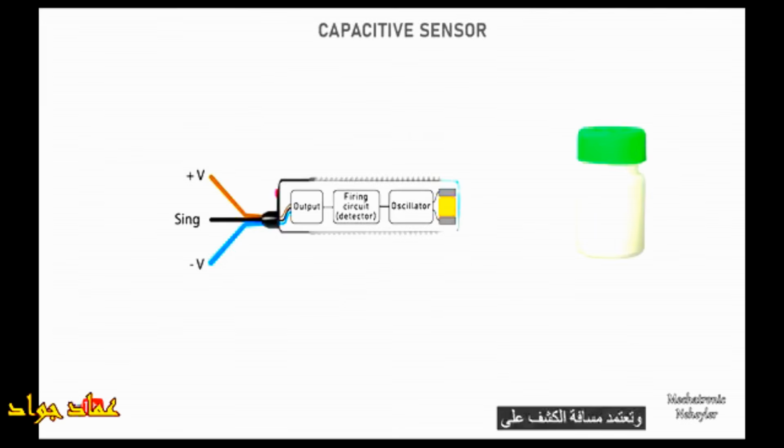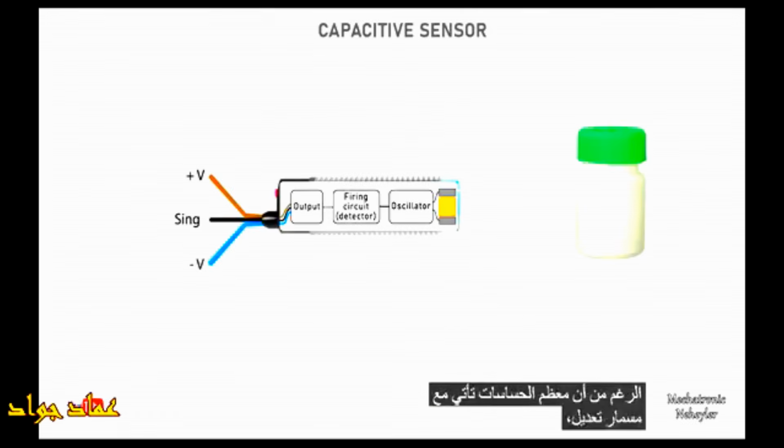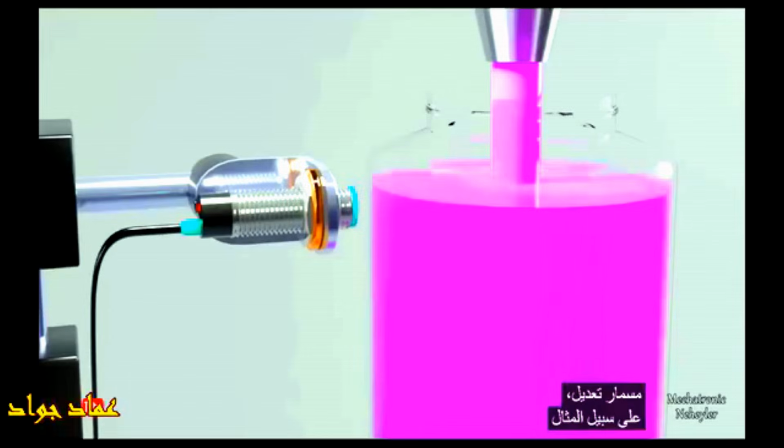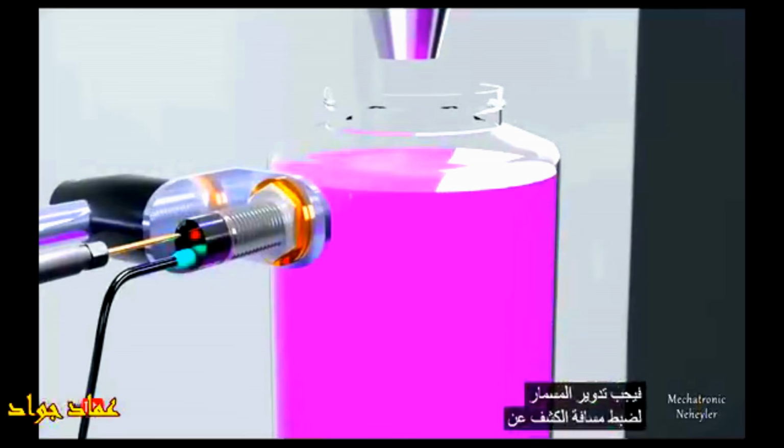The detection distance depends on several factors. These include the material of the object to be detected, the application environment, and the distance from which the detection is to be performed. Although, most sensors come with an adjustment bolt. For example, if the liquid in the container is not detected, then the bolt must be rotated to adjust the detection distance of the material or object.